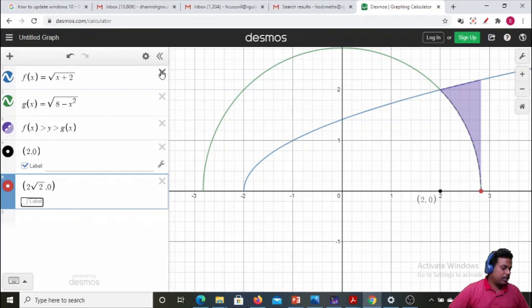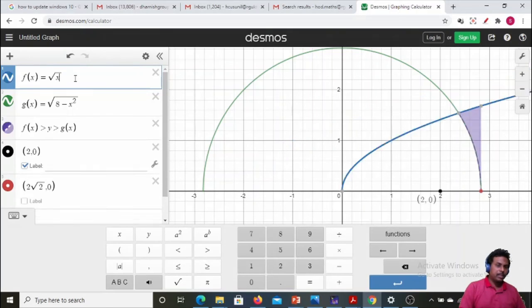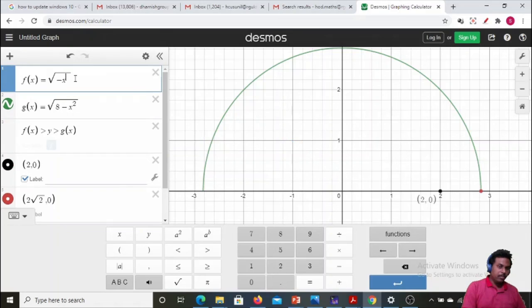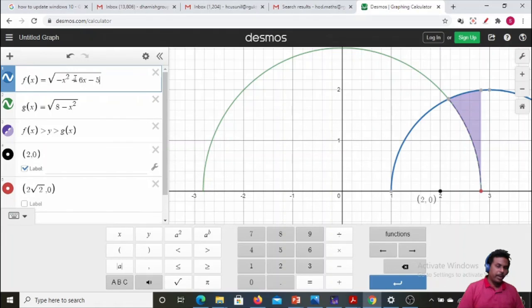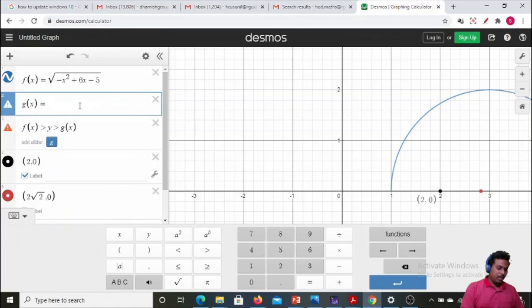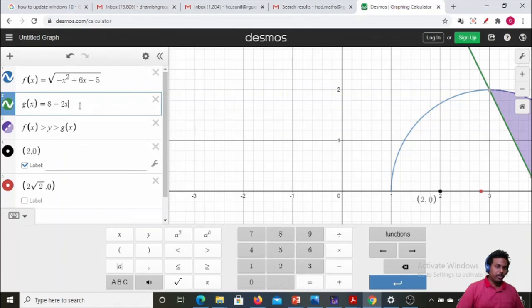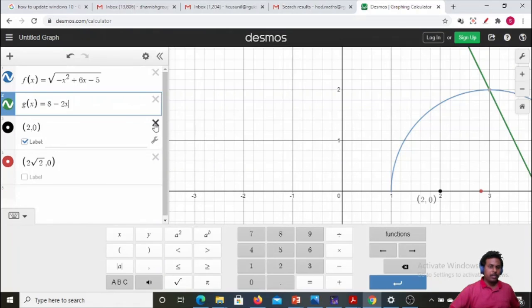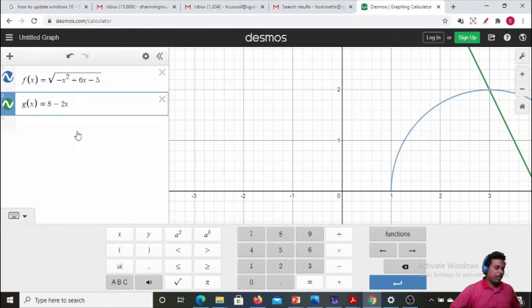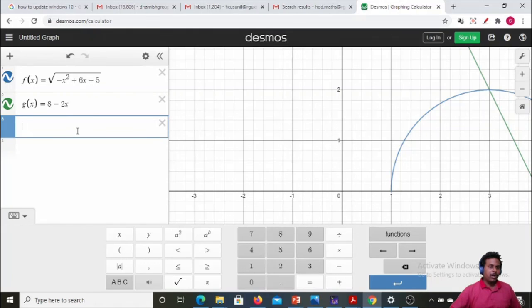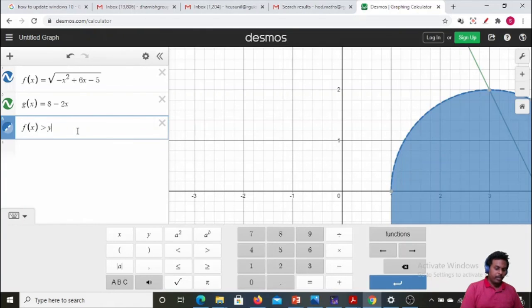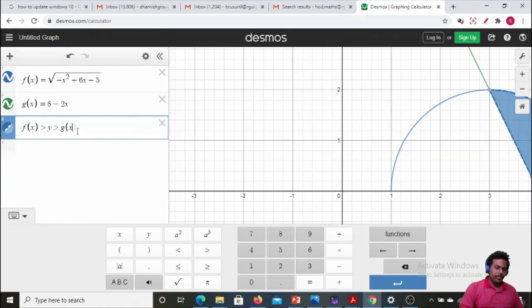Now let me discuss the last example. So the last example is minus x square plus 6x minus 5. Okay, and g of x I am taking as 8 minus 2x. Okay, I am deleting all these things. So in the problem we have been asked for what values of x is f of x greater than g of x. So f of x greater than y greater than g of x.